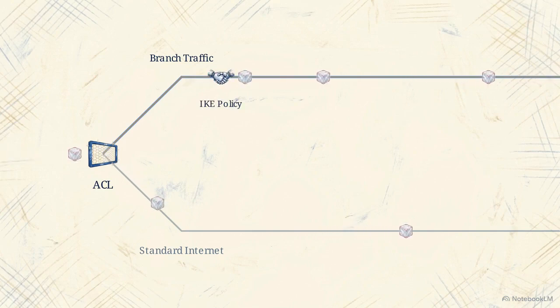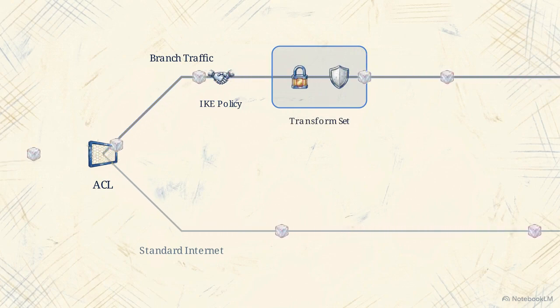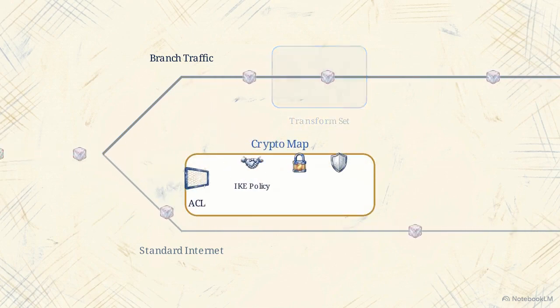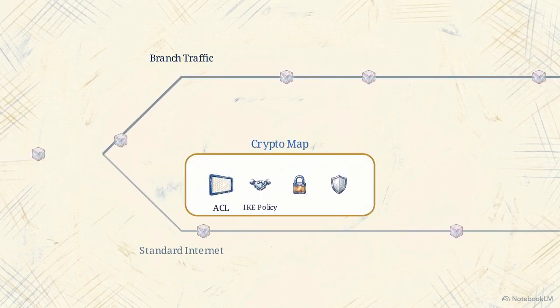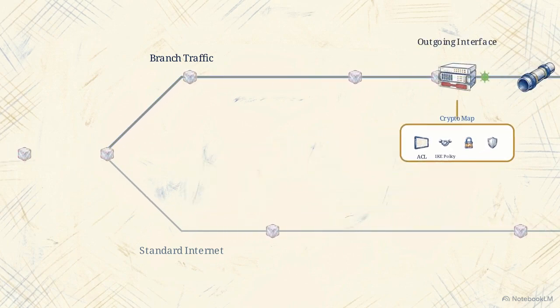Next, you define the security rules. You configure IKE policies for the management handshake and IPsec transform sets to dictate which encryption and hashing algorithms the router must apply to that traffic. Finally, the crypto map binds the traffic identification to the security rules. You apply this completed map directly to the router's outgoing interface to activate the protection.